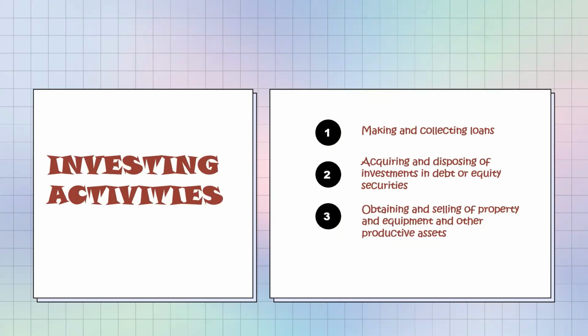So, ulit. Investing activities involves making and collecting loans or yung mga pautang. Tapos second is acquiring or yung pagbili and pag-dispose natin ng investment in debt or equity securities. And third is yung pag-obtain and pagbibenta natin ng properties and equipment and other productive assets. So, ayun, next slide.